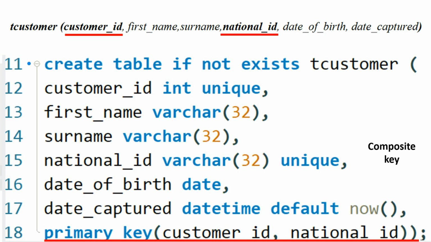But since we have unique on customer ID and national ID, we may use either of the two as a primary key. But if we remove unique, then we can use it as a composite key.